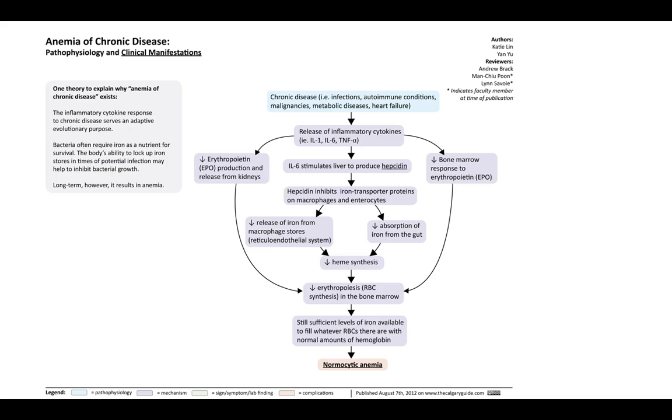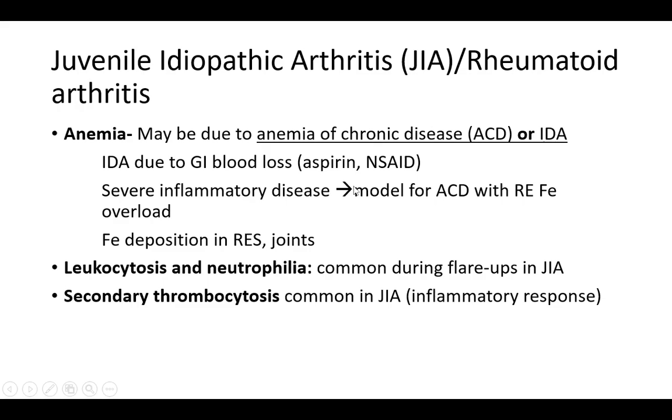To summarize all, in chronic disease such as infections, autoimmune conditions, there are some pathways. The inflammatory cytokines, primarily interleukin 1, 6, and TNF-alpha, are released, and this release inhibits erythropoietin production from the kidneys, so erythropoiesis is suppressed. Also, as a result of this, the bone marrow response to erythropoietin is decreased. What happened?